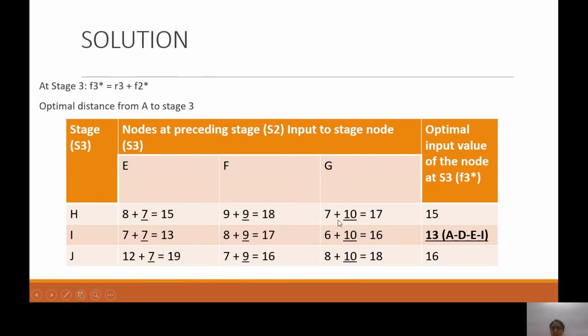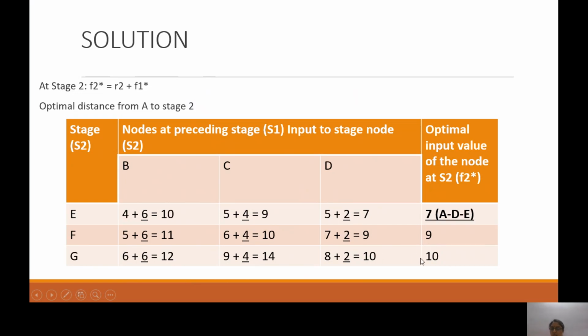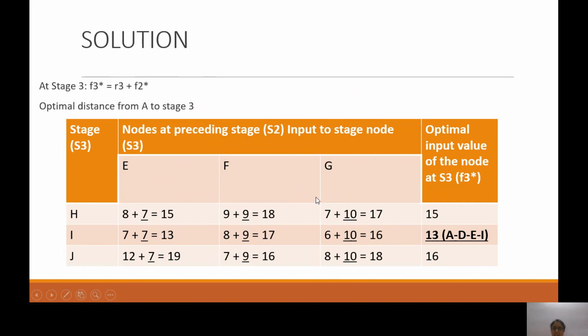Okay. Then similarly, for G, my minimum value up to G was 10. So in the next table, 10 plus 7, 10 plus 6, and 10 plus 8. So G to H, G to I, G to J gives me these values. And again, row wise we'll consider E to H, F to H, G to H, which is minimum, is E to H. So that minimum value I've written here.